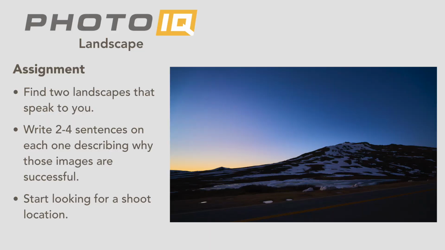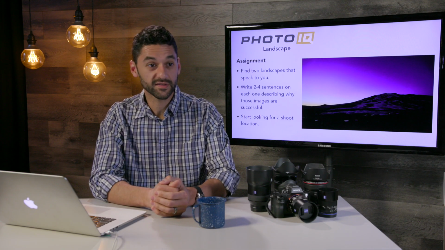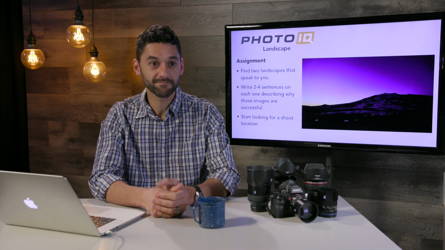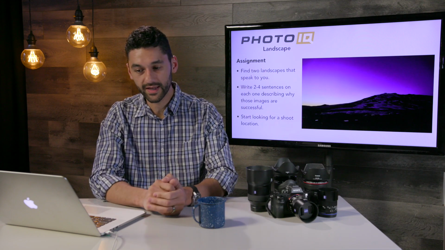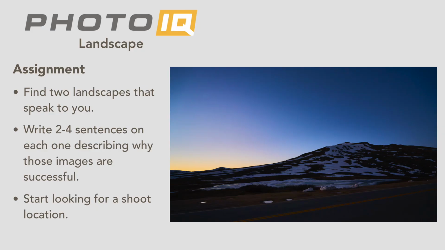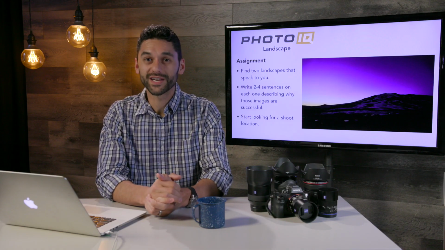Okay, now it's time to get to your assignment. First, I want you to find 2 landscapes that speak to you. So you're gonna go on social media or Google or whatever, Bing, the search engine of your choice. Try a variety of searches. Think of a topic that you really like. Maybe it's a location or a place in the world that you really enjoy. New Zealand, Australia, Japan, whatever it is. Find 2 landscapes that you really like. And then I want you to write 2 to 4 sentences on each landscape, explaining why those images are successful in your own words. It doesn't have to be long, it just has to explain what's working in that image. And lastly, I want you to start looking for a shoot location for next week's assignment.